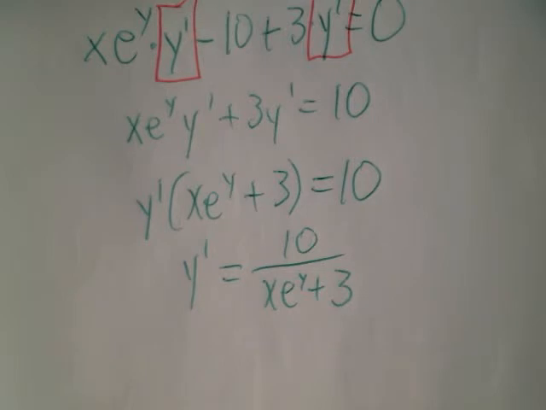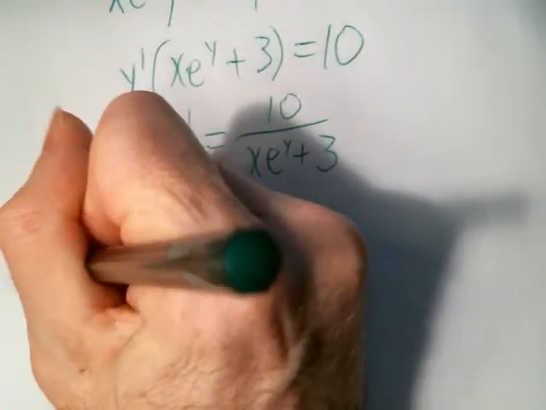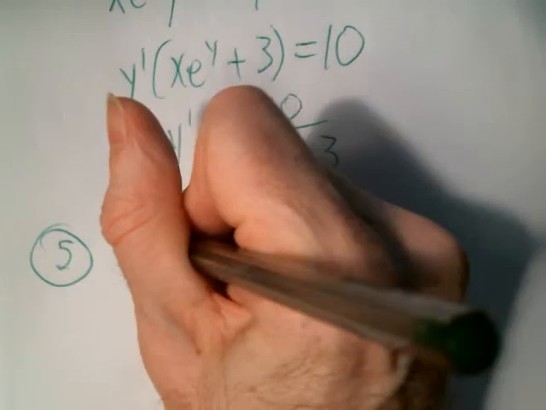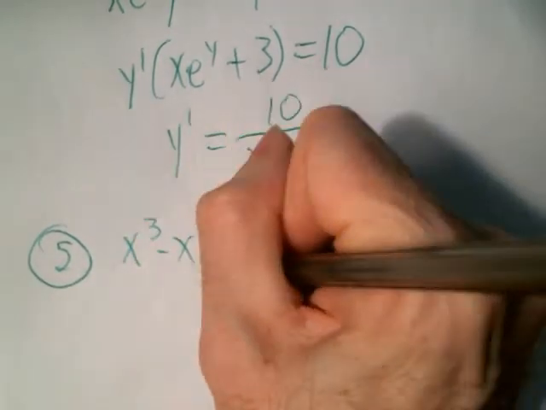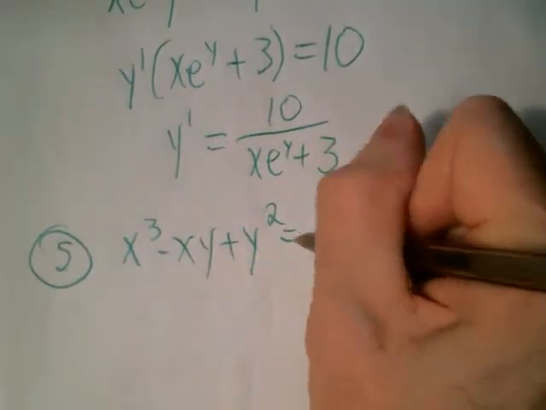Let's look at another one. How about number 5? Plenty of examples for us. x cubed minus xy plus y squared is equal to 7.